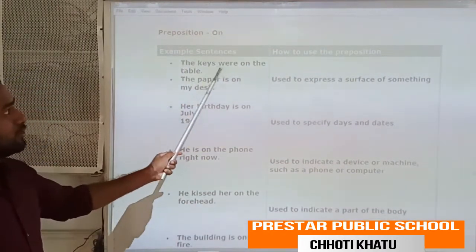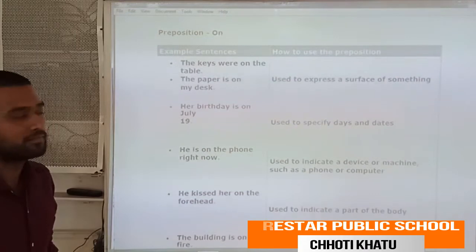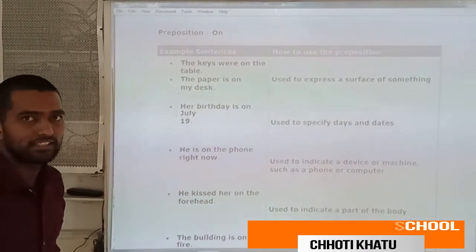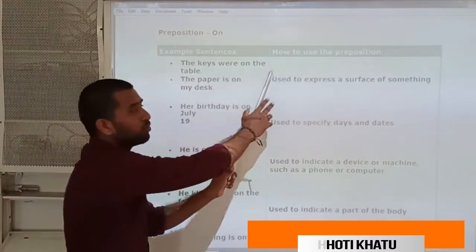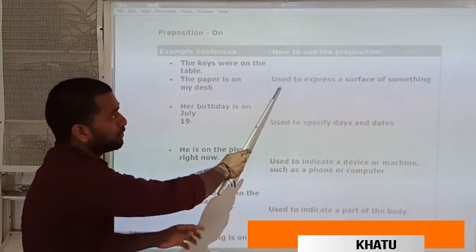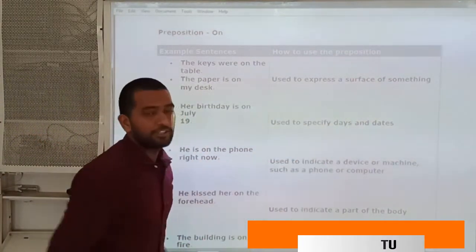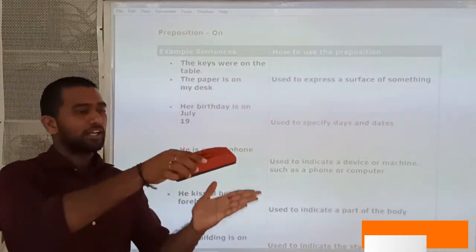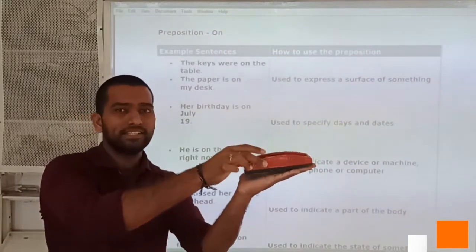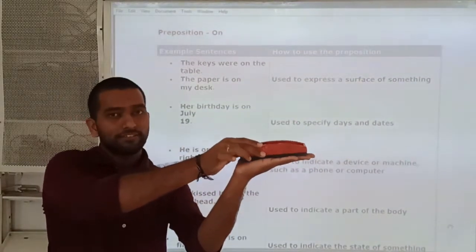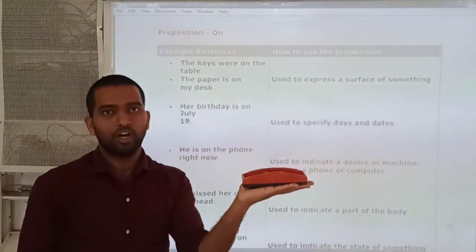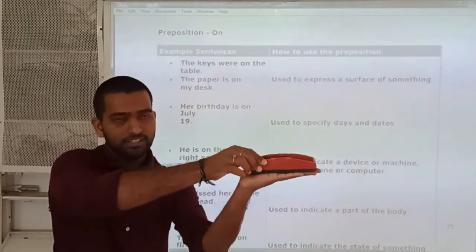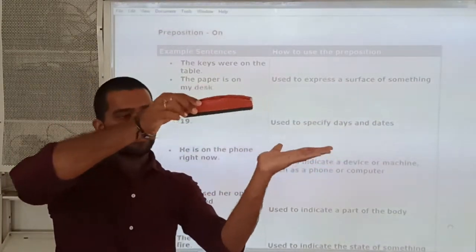See, the keys were on the table. And next, second example, the paper is on my desk. See, if you read this point again, use it to express a surface of something. It means, for example, any object or anything which is on the surface of another thing. Okay, it means it is touching the other surface.